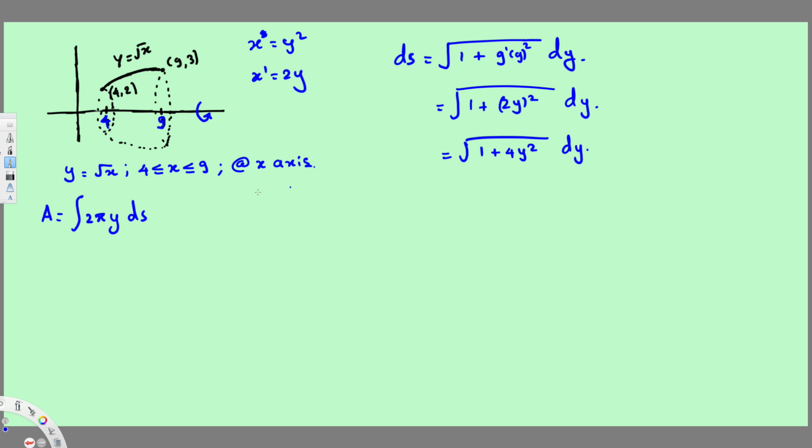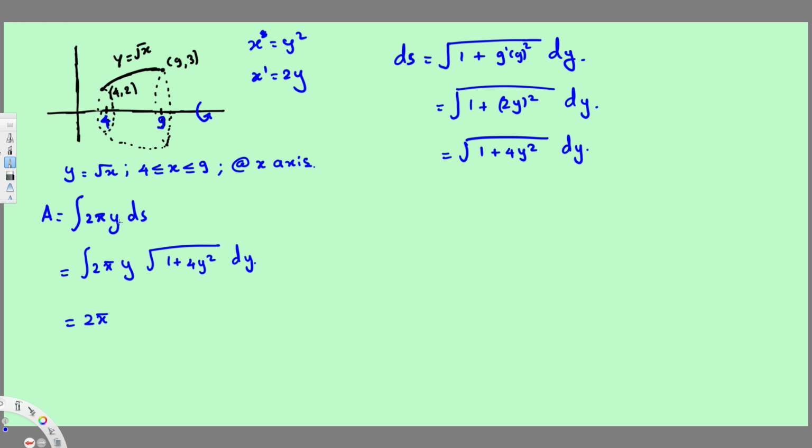Now let's go ahead and plug it into this equation. We know that everything else stays, so let's plug this one first. 2 pi y, and instead of ds, we are going to plug this one. So this is going to be square root of 1 plus 4y squared dy. Now if you notice, everything except y is going to be a constant because dy is our differentiation, right? So everything except y is going to be constant. So here we are going to have 2 pi in front. And then limits of integration.